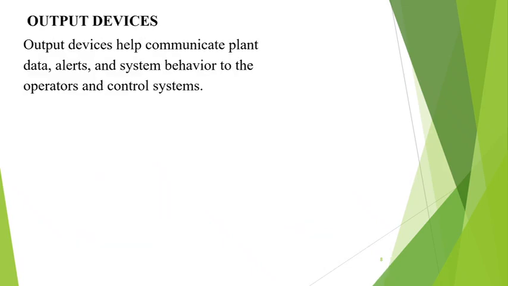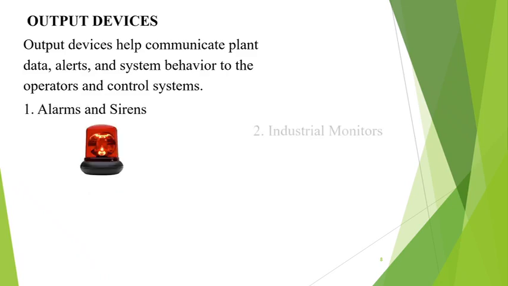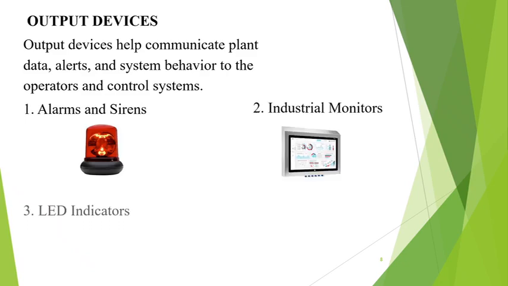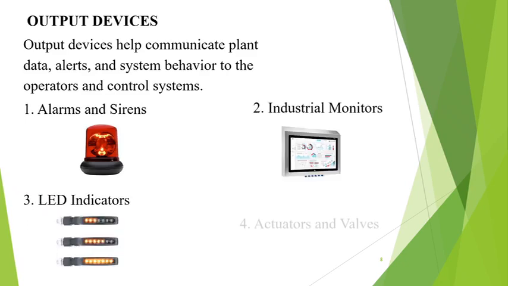Let's take a look at the output devices. They help communicate plant data, alerts, and system behavior to the operators and control system. Examples are alarms and sirens, industrial monitors, LED indicators, and actuators and valves.